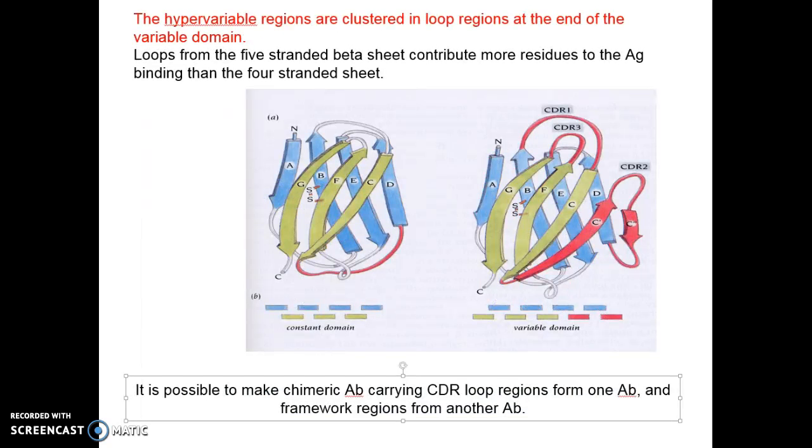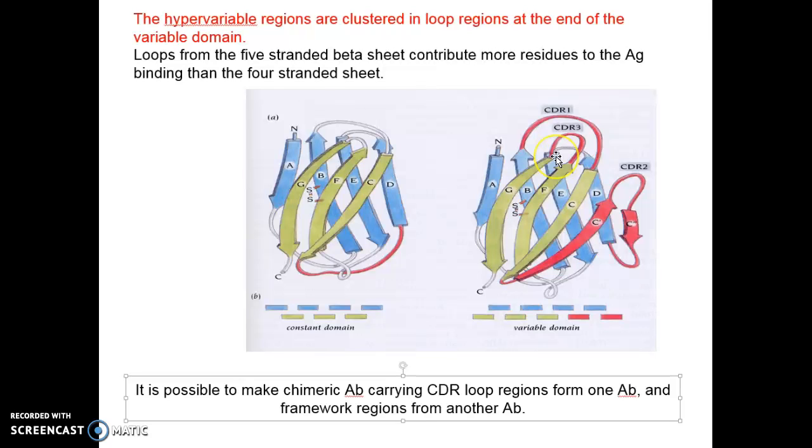The specificity of immunoglobulins is determined by the sequence and size of the hypervariable regions in the variable domains. As you can see in this structure, the hypervariable regions are clustered in loop regions at the end of the variable domain, the top position.